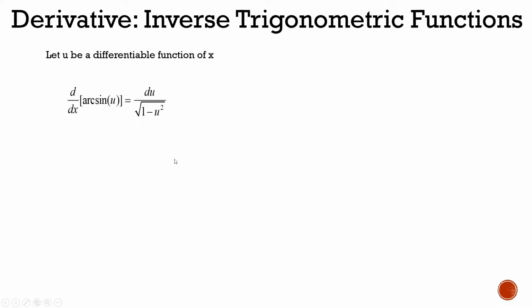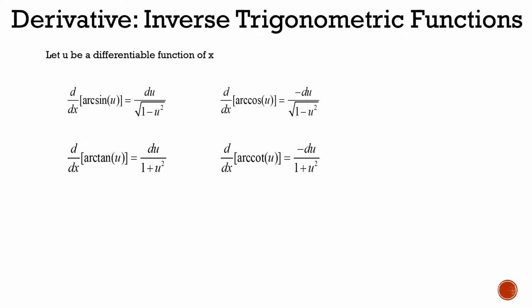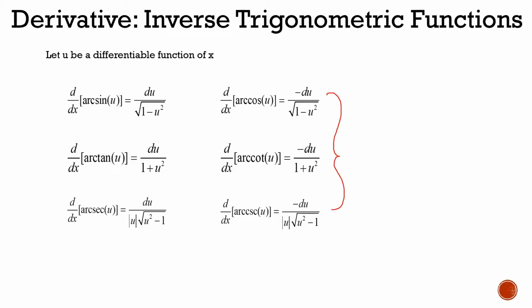And again, with a similar concept, you should be able to solve for the derivative of inverse cosine, derivative of inverse tangent, derivative of inverse cotangent, derivative of inverse secant, and finally derivative of inverse cosecant. One thing to highlight is these three functions. Notice that they're exactly the same function, only difference is they have a negative. Just like the regular trigonometric function that starts with a C will have the negative in front of it.